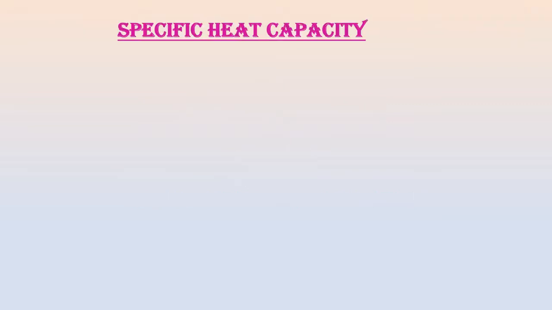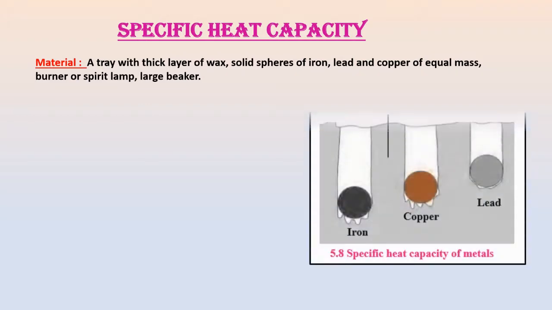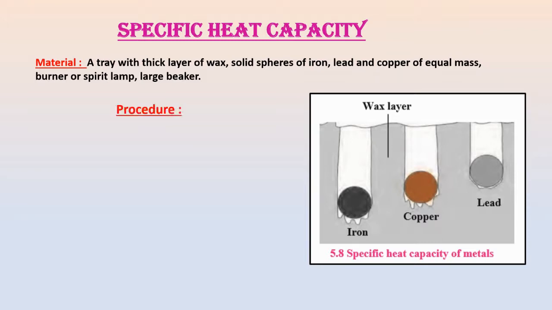Specific heat capacity. To understand this topic, we are going to perform an experiment. The materials required are a tray with a thick layer of wax, which we can see in the figure is silver in color, solid spheres of iron, lead and copper which should be of equal mass, a burner or spirit lamp and a large beaker. So let's move on with the procedure.